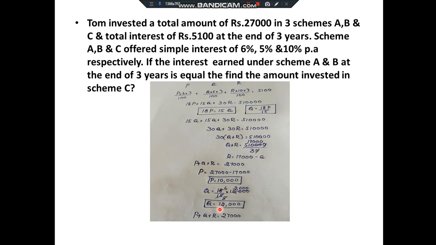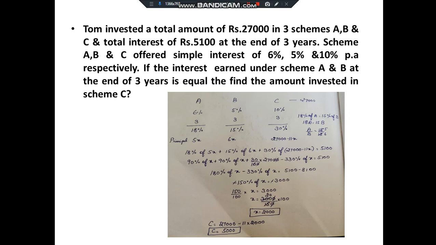So R is nothing but 17,000 minus Q. So 17,000 minus Q, which is 12,000, is equal to 5,000. So they are asking for scheme C, which is R. Okay, so R you get it as 5,000. So that is the answer. This is the basic approach. Okay, next we will go with the shortcut.